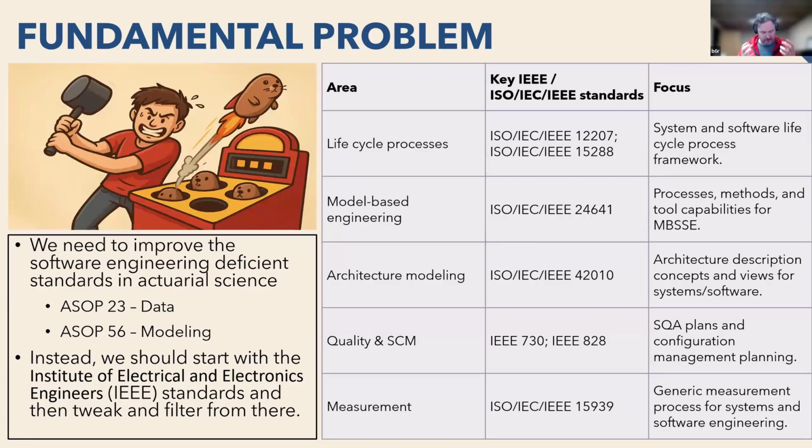So one of the things we've got to change is we've got to update our standards. If you look at ASOP 23 and 56, they're more about wannabe data scientists. We need to introduce software engineering standards, and we don't even need to do anything ourselves. IEEE has plenty of these engineering standards. We can just go grab them, and then filter and tweak for what is applicable to us. But the idea that our modeling has no standards in engineering, or virtually nothing, is a lot of our problems.